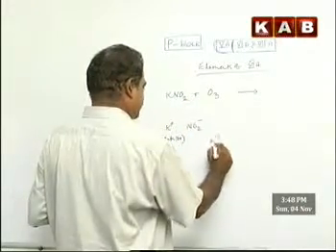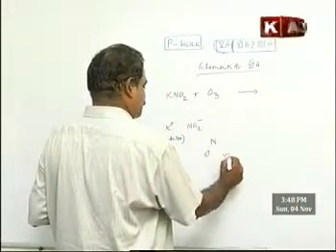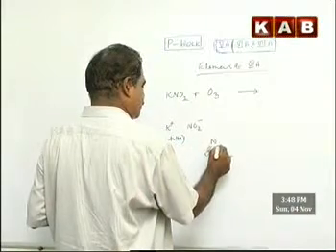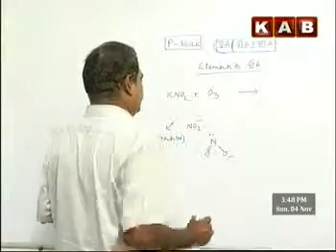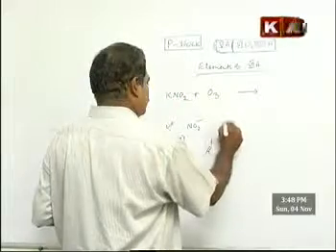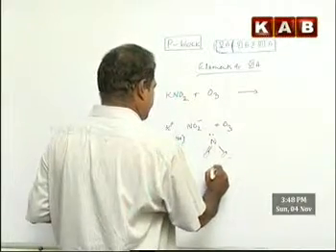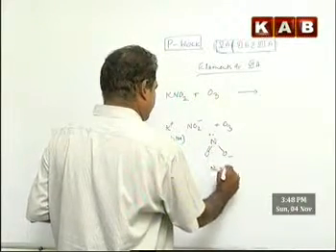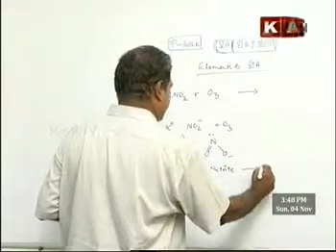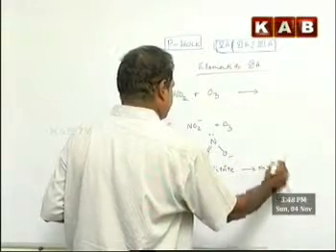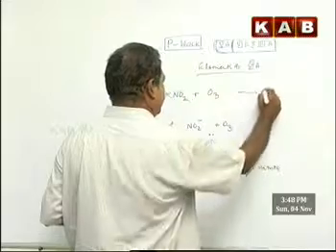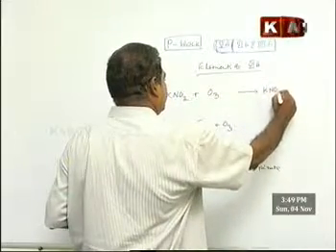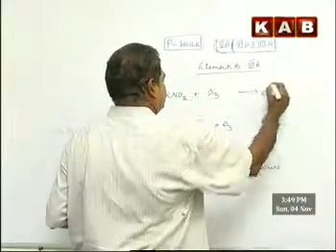NO2 minus: one nitrogen, two oxygens, one of them is a minus, one double bond, one single bond, and nitrogen has a lone pair. And therefore, nitrite wants to become nitrate. So you get KNO3 plus O2.